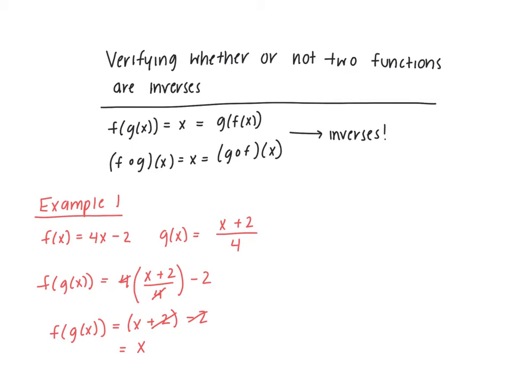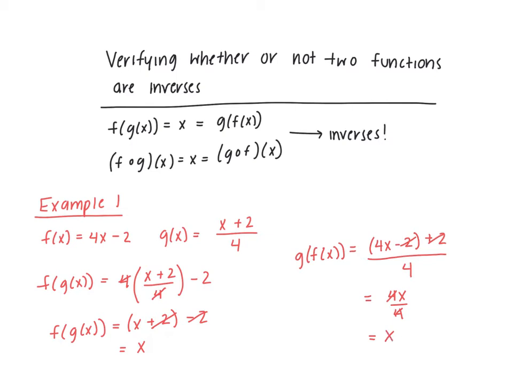Now, that doesn't necessarily mean that these are going to be inverses. We still have to verify that g of f of x is also equal to just x in order for that to be the case. So we're going to do the same thing, but here we are going to substitute 4x minus 2 in for x in g of x. So in the numerator, again, our minus 2 and our plus 2 are going to cancel each other out, which leaves us with 4x over 4. And then the 4's will cancel out, and that leaves us with just x.